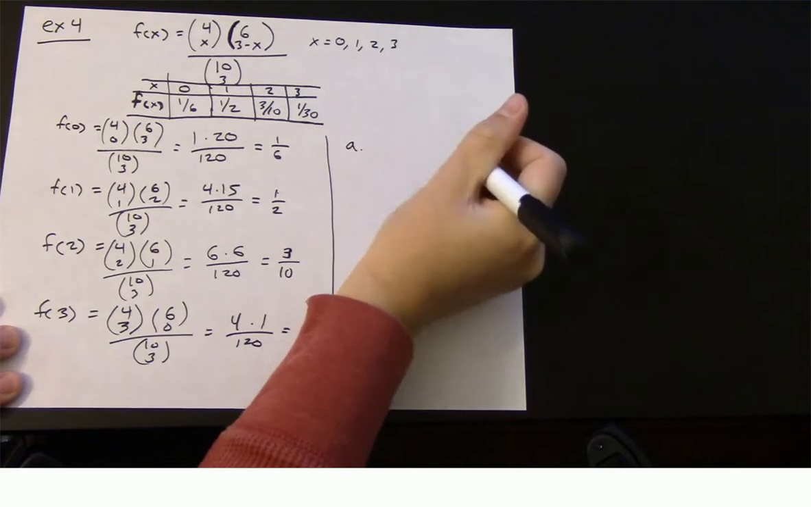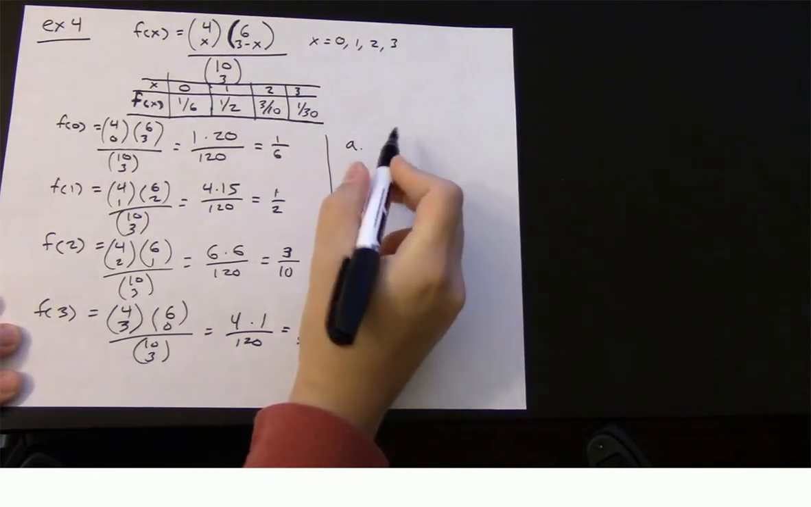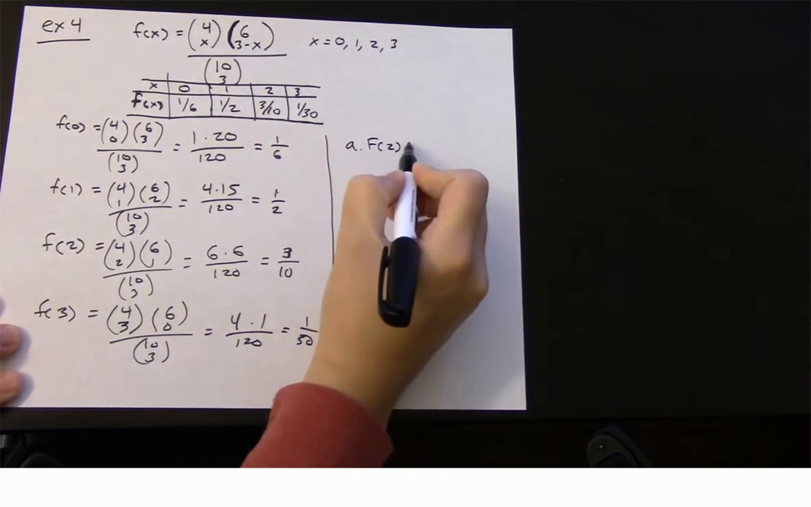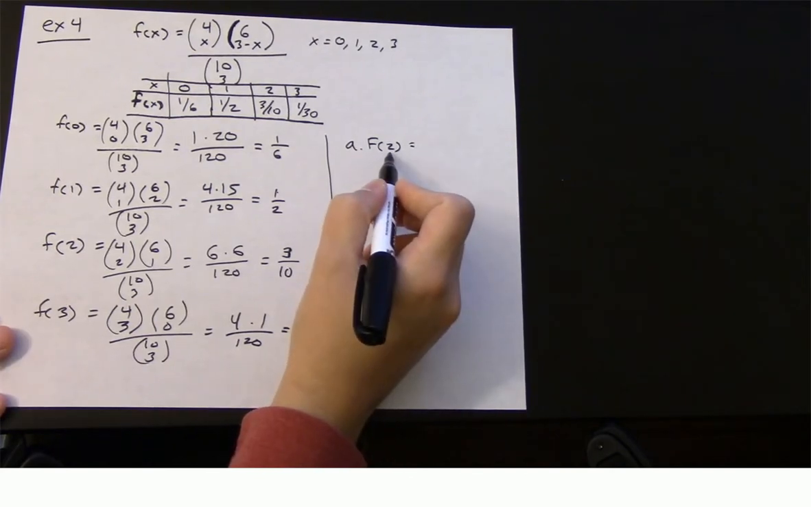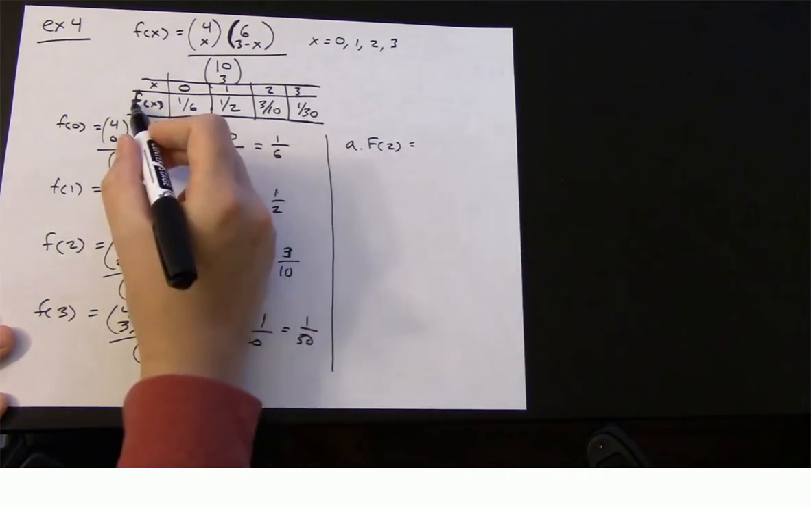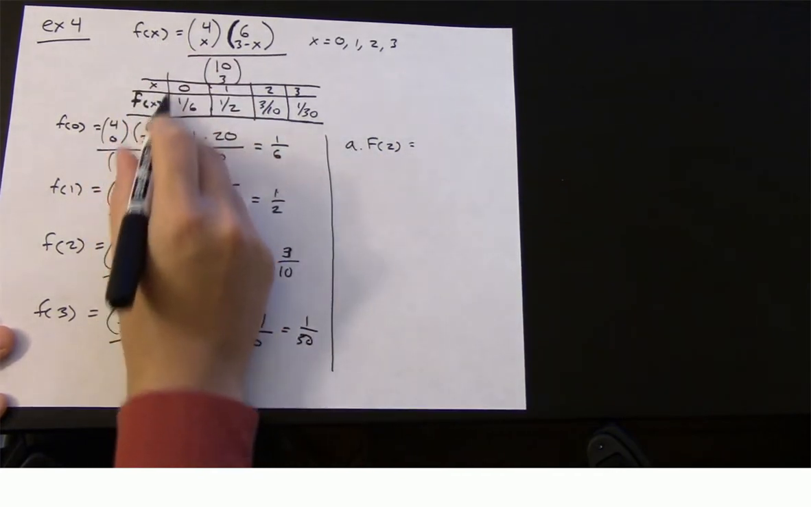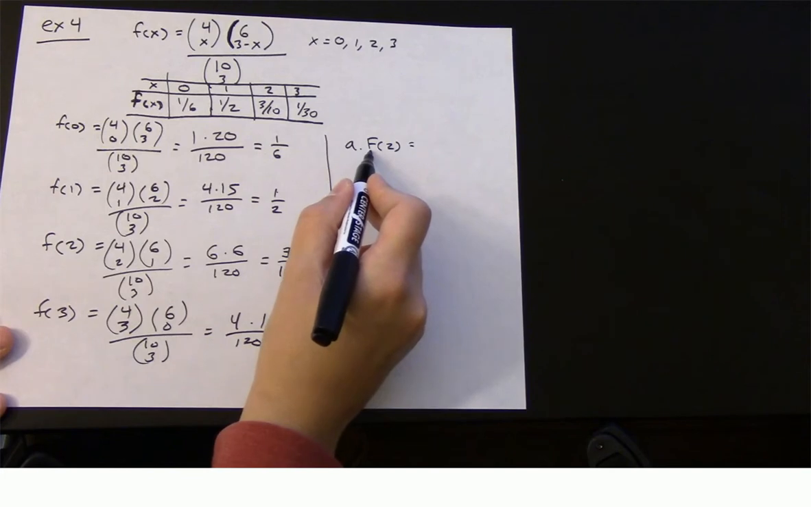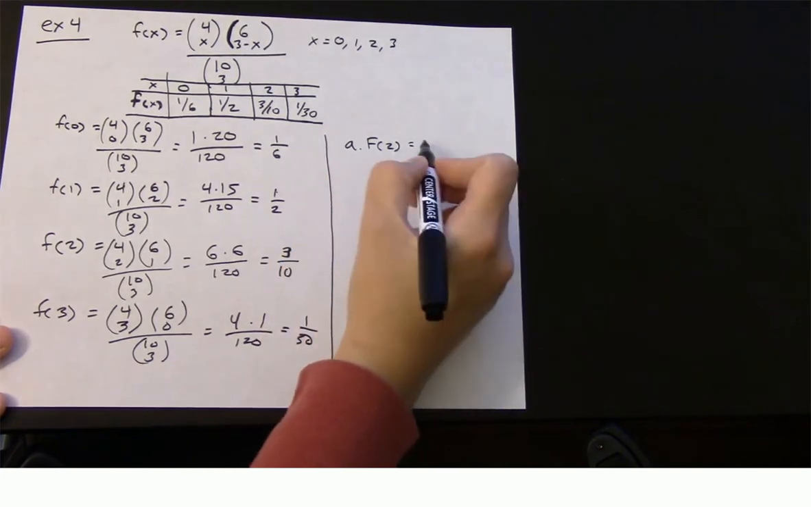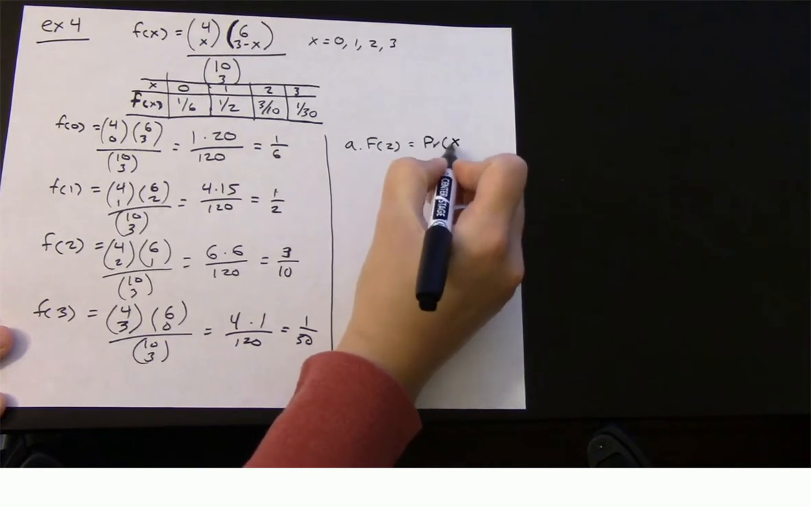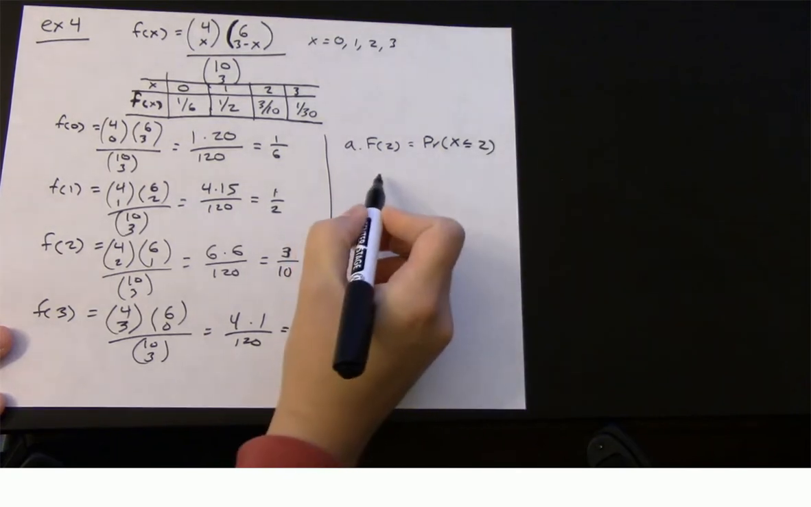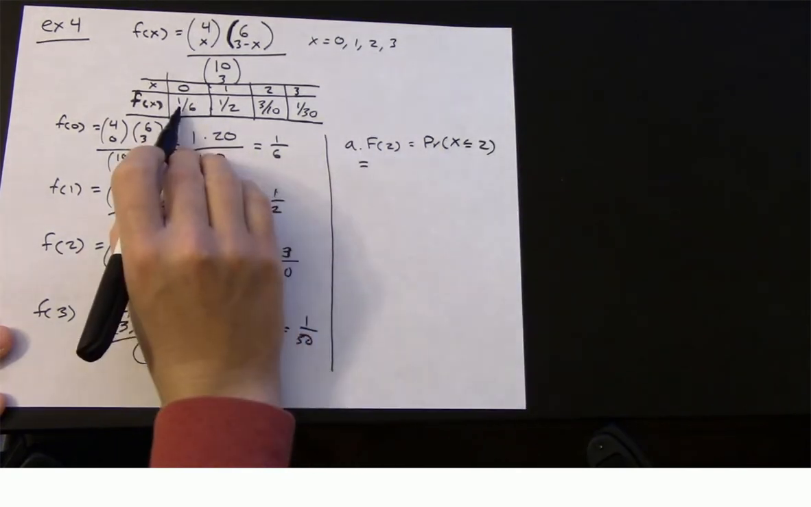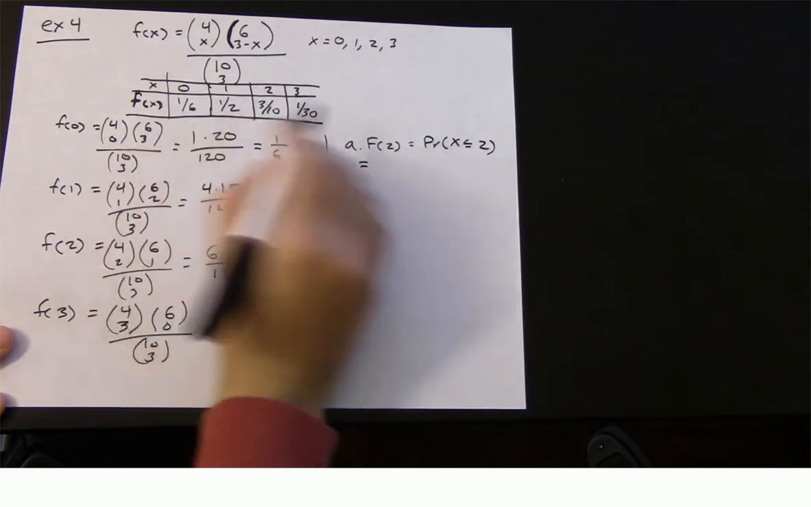Question A, which said, what is F of 2? So this is the cumulative distribution function evaluated at 2. Notice the capital F versus the lowercase f. Lowercase f is the probability distribution function. Capital F is the cumulative distribution function. So this is the same thing as the probability x is less than or equal to 2, which would be all three of these.